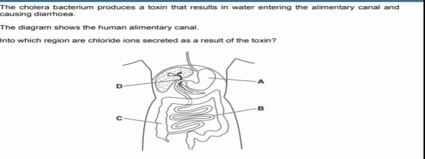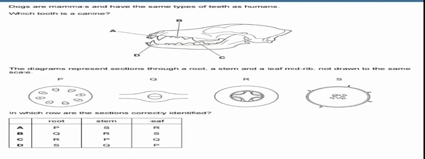So one thing that you need to understand here is that you need to know where the reabsorption of water takes place. So the reabsorption of water takes place where? In the large intestine. So in the large intestine, that is where the absorption of water takes place. Small intestine, that is where most of the nutrients are absorbed. So you can say it is just what? C, which is the large intestine. So let's see the next question.